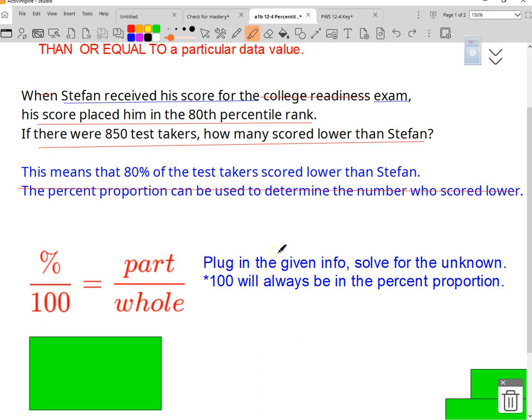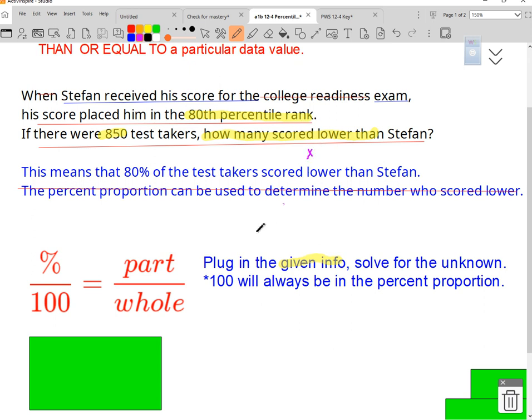So the given info that we might want to put in here, what do you think it's going to be? 80% over 100. So this is the 80th percentile, and how about this, 850, and then how many scored lower? That's actually going to be our variable, right?